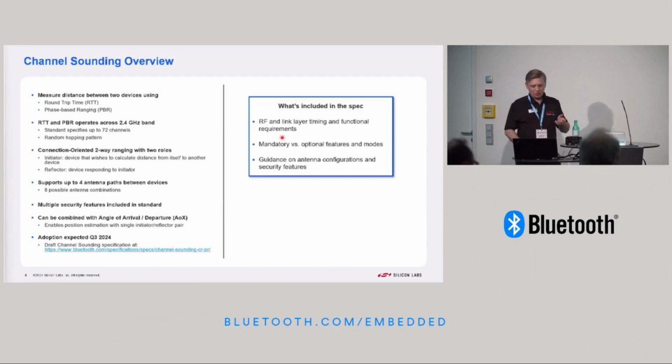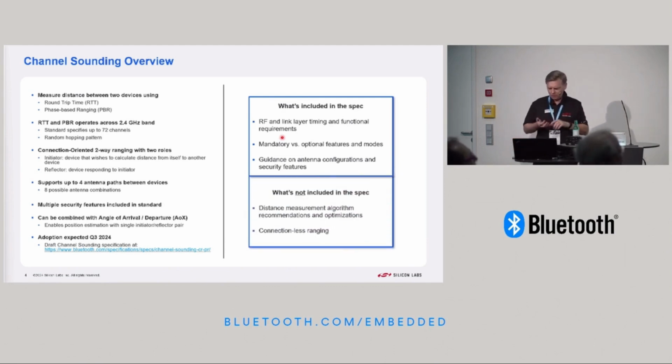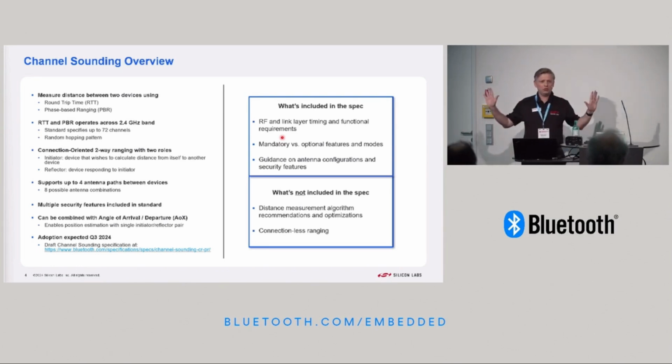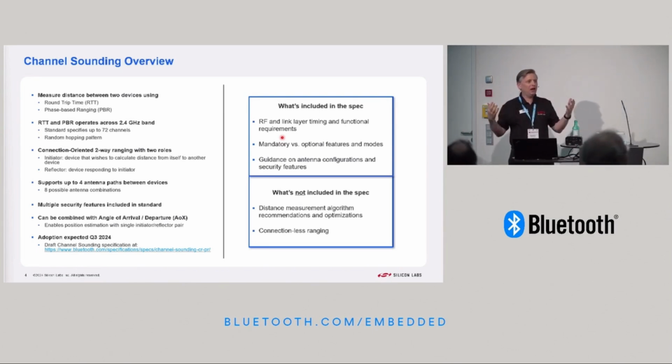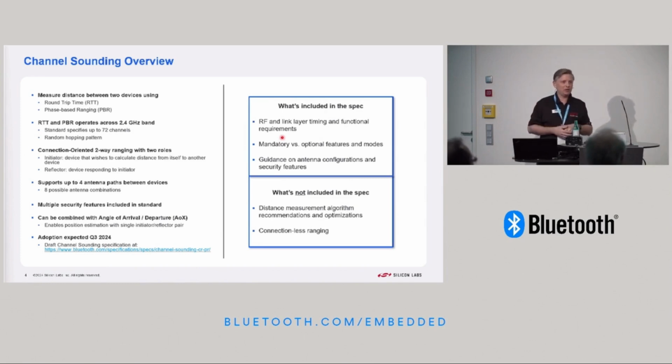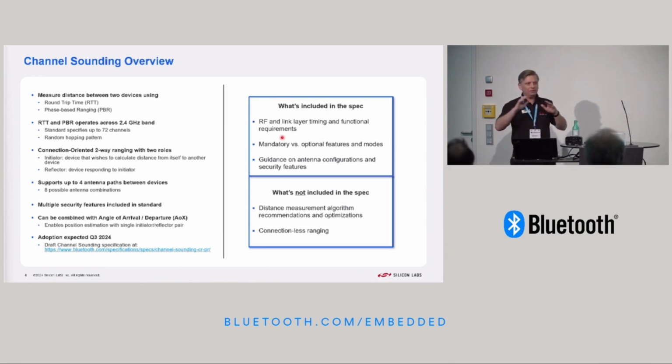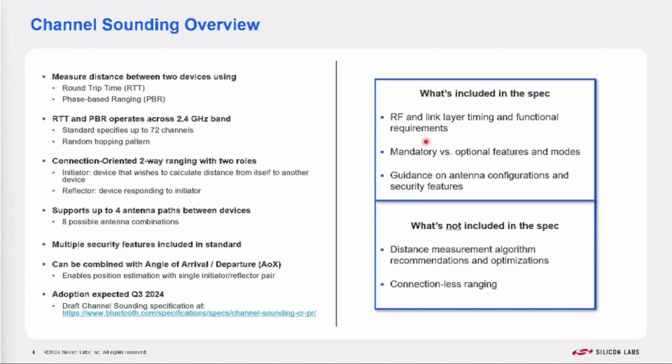But it's also important to note what isn't included in the spec. So I've gone over what we will see in the spec, but for instance, the spec stops basically at the link layer, right? It describes how two link layers communicate and generate IQ data that can be used in a distance estimation algorithm to resolve a distance. But the spec doesn't include any guidance really on how to architect that sort of algorithm, and it also doesn't include connectionless ranging. It's focused exclusively on connection-oriented ranging.